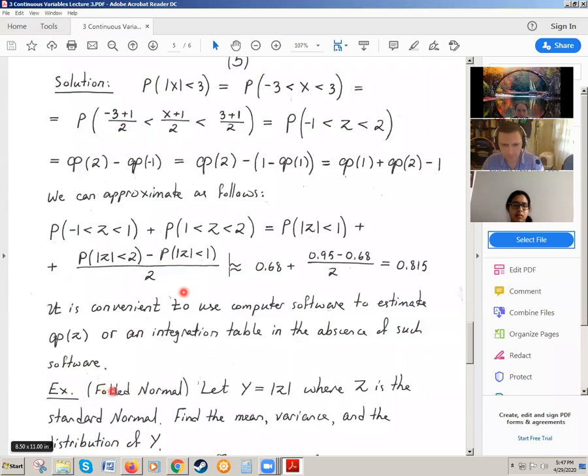So just folded normal, and that means that we take y to equal the absolute value of z, where z is the standard normal random variable. And what we want to calculate is the mean, the variance, and the density function for y, the distribution function for y, so to speak. So let's go ahead and try to do that, see if you can do it. The idea is we take the absolute value of a normal. That's why it's called folded normal, because you have this picture of the bell, which you then fold to the positive x-axis.